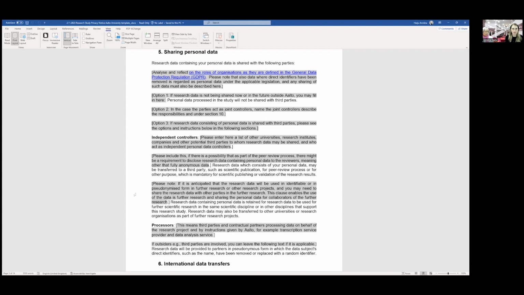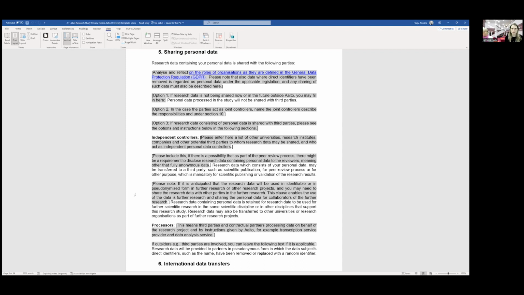But in that case, it's very important that you tell the participants where they are able to find the updated privacy notice. So a really good option is to upload the privacy notice online and give them the link so that they can access the updated privacy notice at any time and see if there are any updates about the collaborators. Because it's really common that in research projects, it's really hard to predict all the single researchers and universities who will be collaborating on the study.